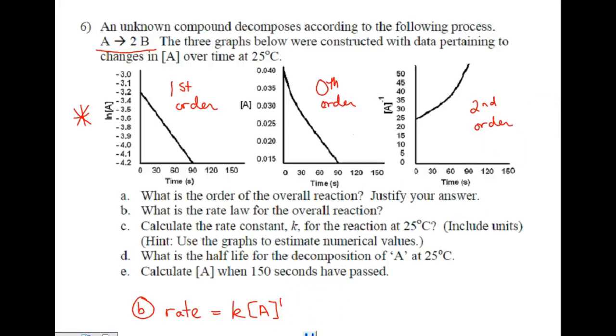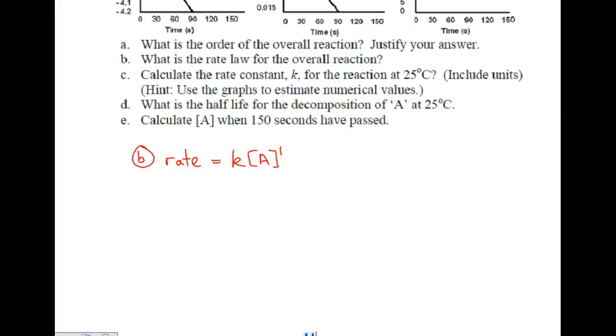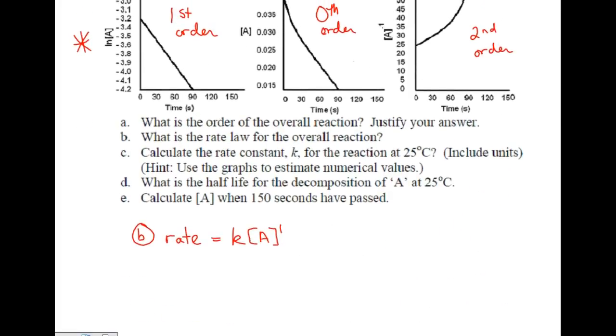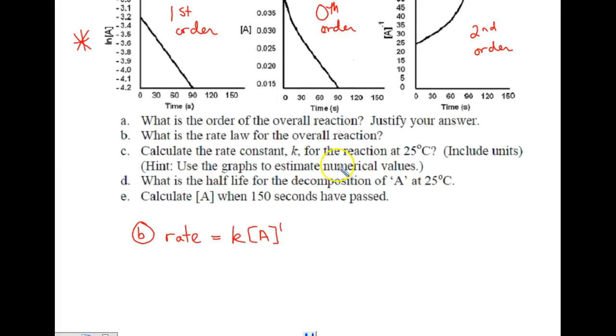All right, I'm going to scroll this down just a bit. So the next question is to calculate the rate constant K for the reaction at 25 degrees Celsius. Okay, they gave you a hint on this one. So for C, we are going to use the integrated rate law for first order reactions, which is given to you on the equation sheet for AP Chemistry. I'm writing that equation right now.